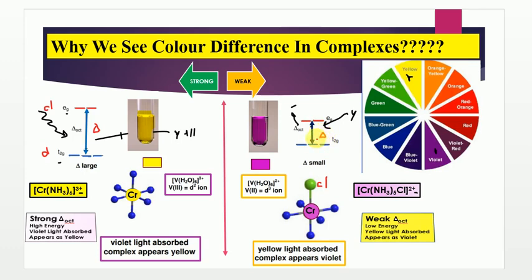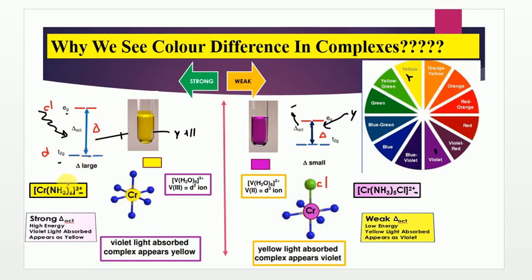This spacing between t2g and eg depends not only on the nature of the ligand, but also on the geometry, the oxidation state of the metal, and the nature of the ligand. All these factors cause the difference in the delta value.